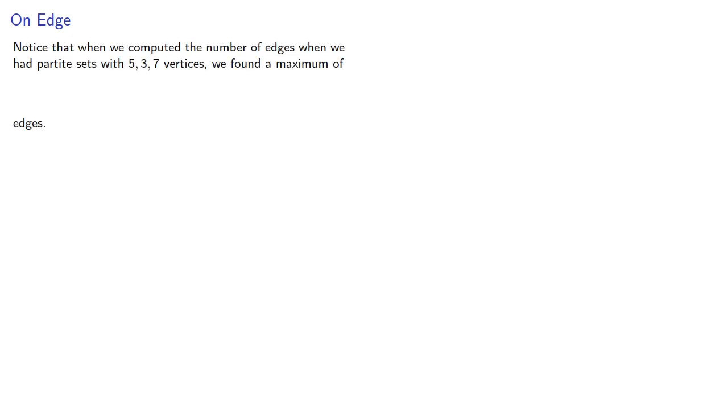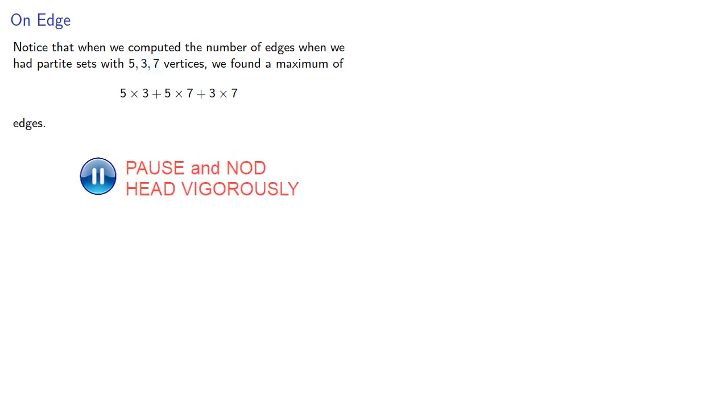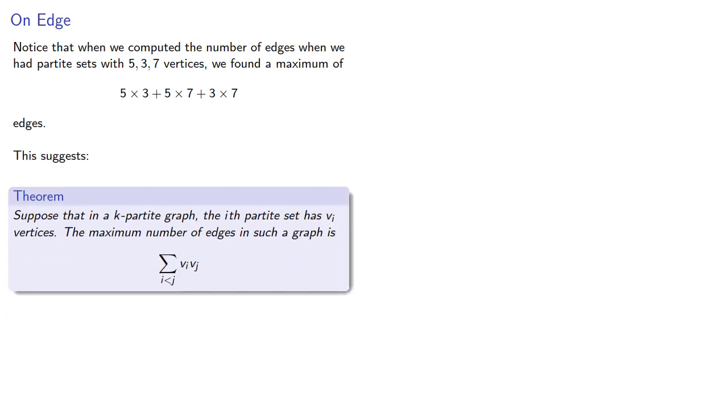And since we didn't do the arithmetic, we might notice that when we computed the number of edges when we had partite sets with 5, 3, and 7 vertices, we found a maximum of 5 times 3 plus 5 times 7 plus 3 times 7 edges. And if you look carefully, we're finding the sum of the products of the number of vertices in every set with the number of vertices in every set that follows it. And so this suggests our general theorem that if we have a k-partite graph where the ith partite set has vi vertices, then the number of edges is the sum of the products of the number of vertices in every set with the vertices in every later numbered set.